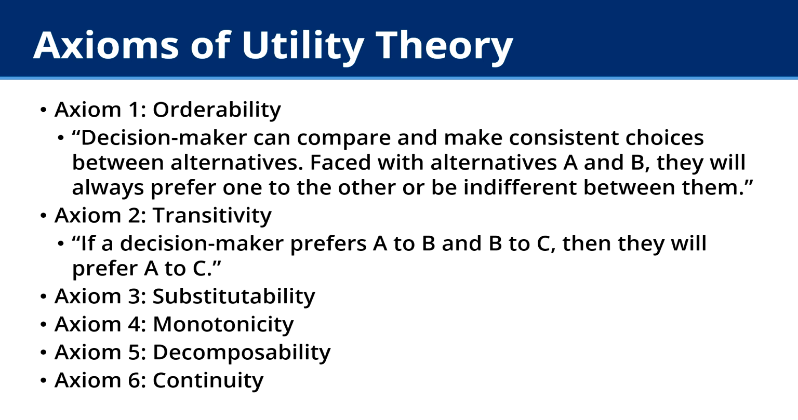And there are a few other ones here: axiom 3, axiom 4, axiom 5, axiom 6. I'll show an example for each one of these so you understand the underlying assumptions of utility theory. So we'll move on to axiom 3 first.